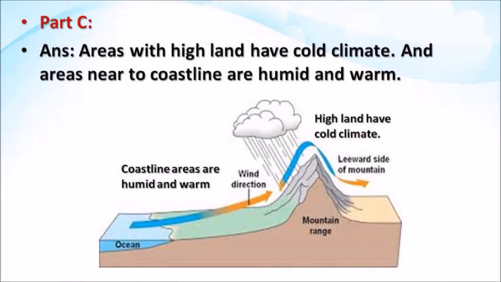Okay, our next part is part C. Write a few sentences and draw pictures in your notebook to show how the climate of a place is affected by local features, such as height or the coastal land or a coastline. Answer: Areas with high land have a cold climate and areas near the coastline are humid and warm. And you can see the picture which is given below.